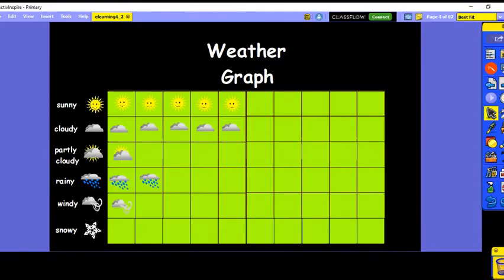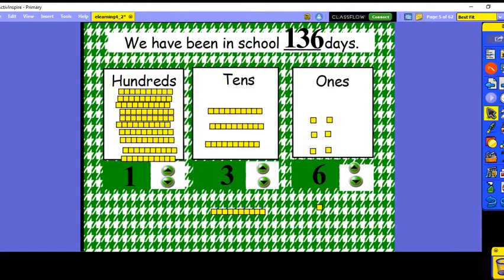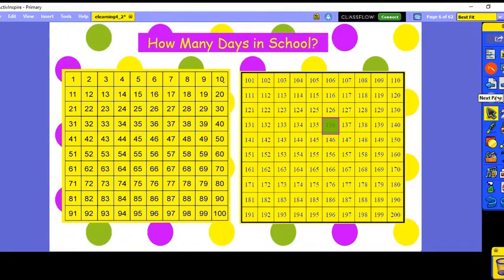All right, let's look at our weather for today. I'm recording this before you're watching it, and today is cloudy outside. It's supposed to rain most of the day today. We have been in school 136 days. 136. How many tens make 100? 10 tens. Let's count by 10 to 100. 10, 20, 30, 40, 50, 60, 70, 80, 90, 100. 136 days of school. And here it is on our hundreds chart.